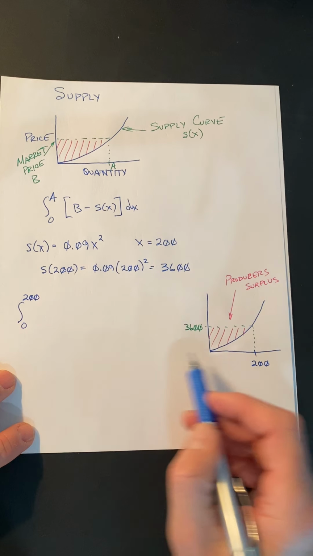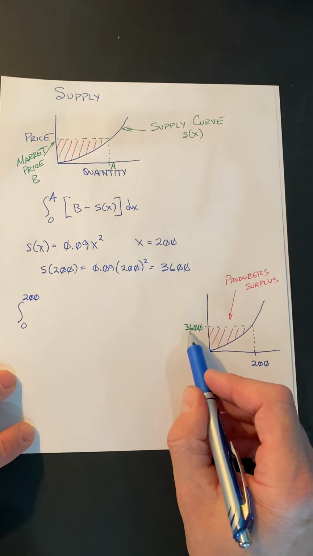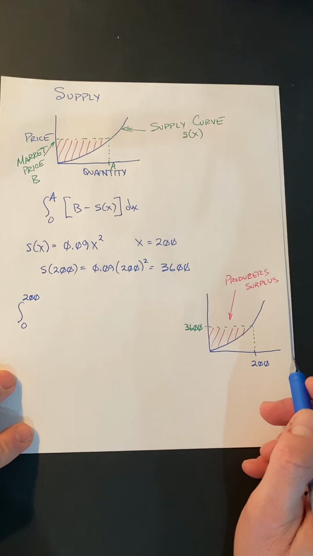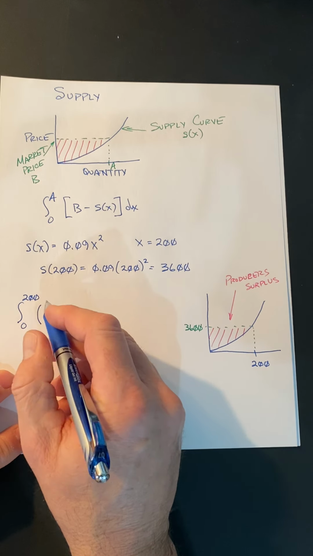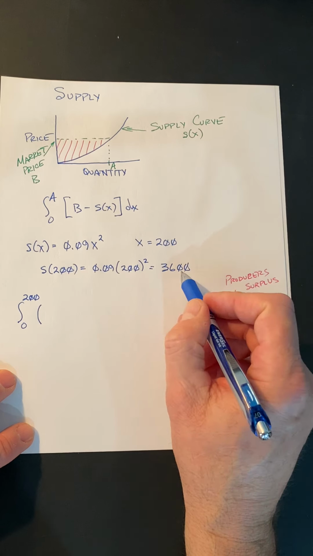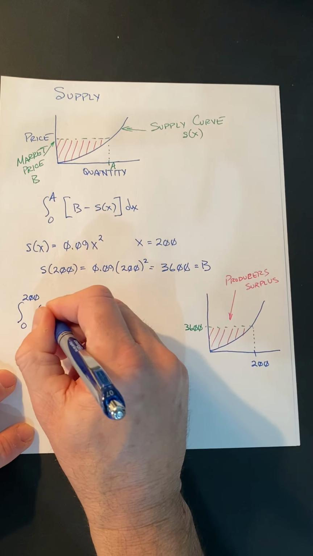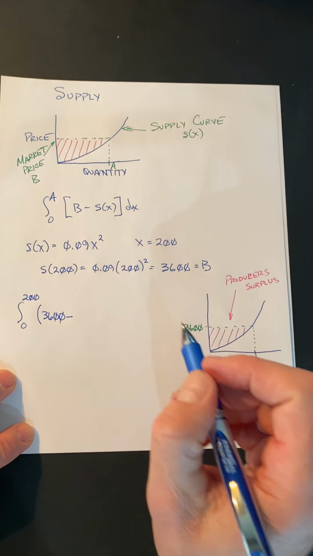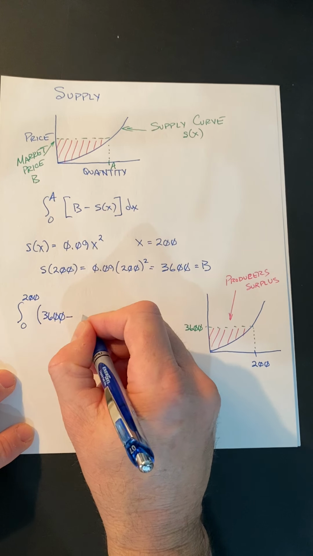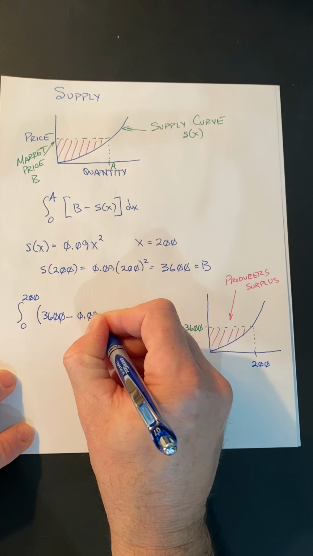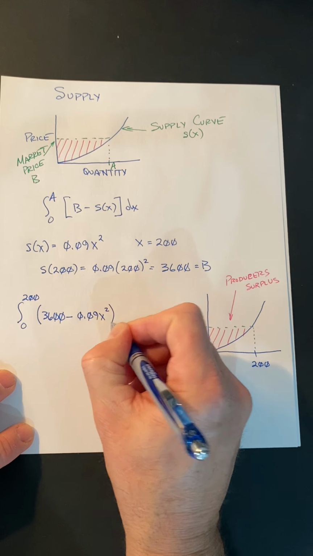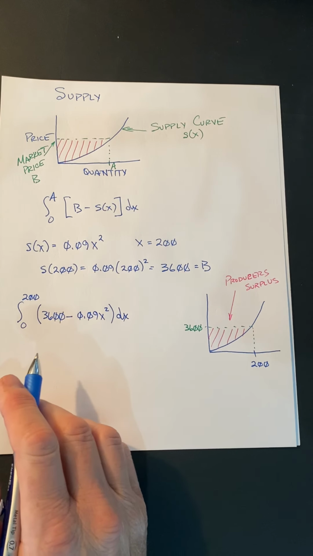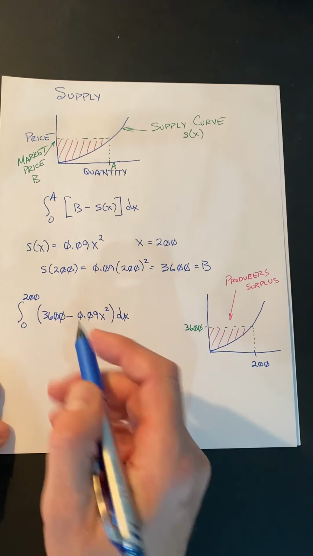Remember, I'm still moving along the x-axis, right? Don't get confused and think it's 0 to 3,600 because you're integrating with respect to x. So I'm going to go from 0 to 200 for my market price B, right? 3,600 minus my supply function, which is here, 0.09 x squared dx. Okay? Now, I don't have any simplification here on this one, so I can just go ahead and do the integration.